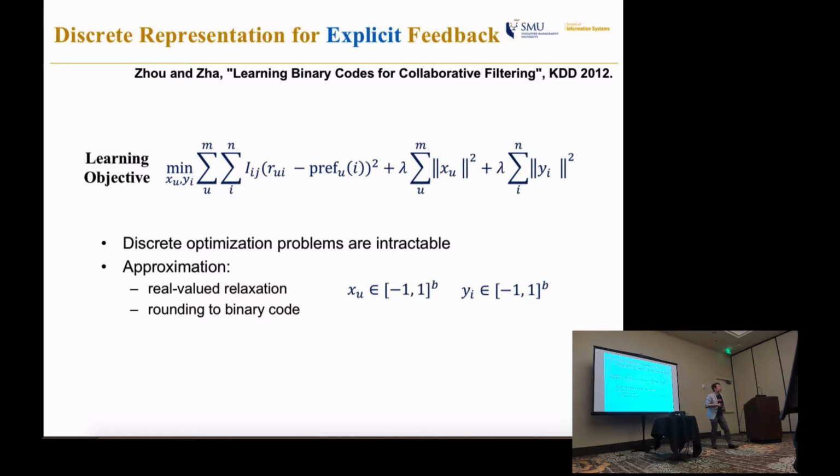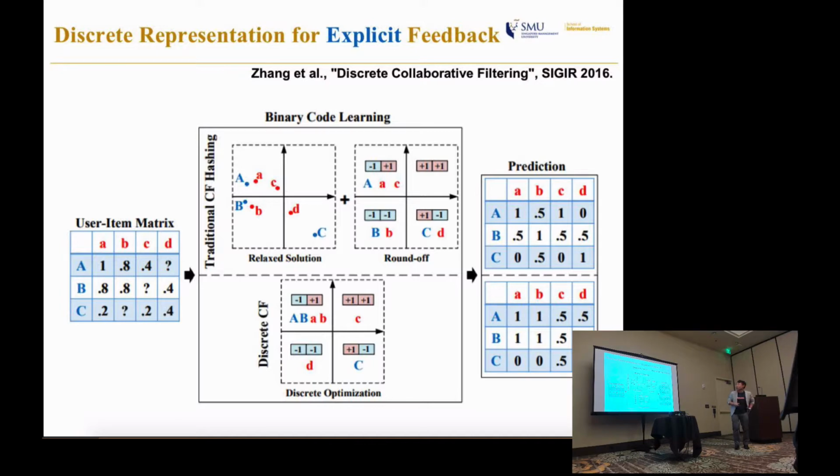And later on, there is a follow-on work that appeared in CIR 2016 that argues that the real value relaxation is a problem. It's a problem because effectively you are learning in two different stages. One, you're learning real value vectors, and then the second stage you are rounding them up. And because the rounding is independent of the real value solution that you get earlier, you might end up with roundings that are actually not suitable for the problem at hand.